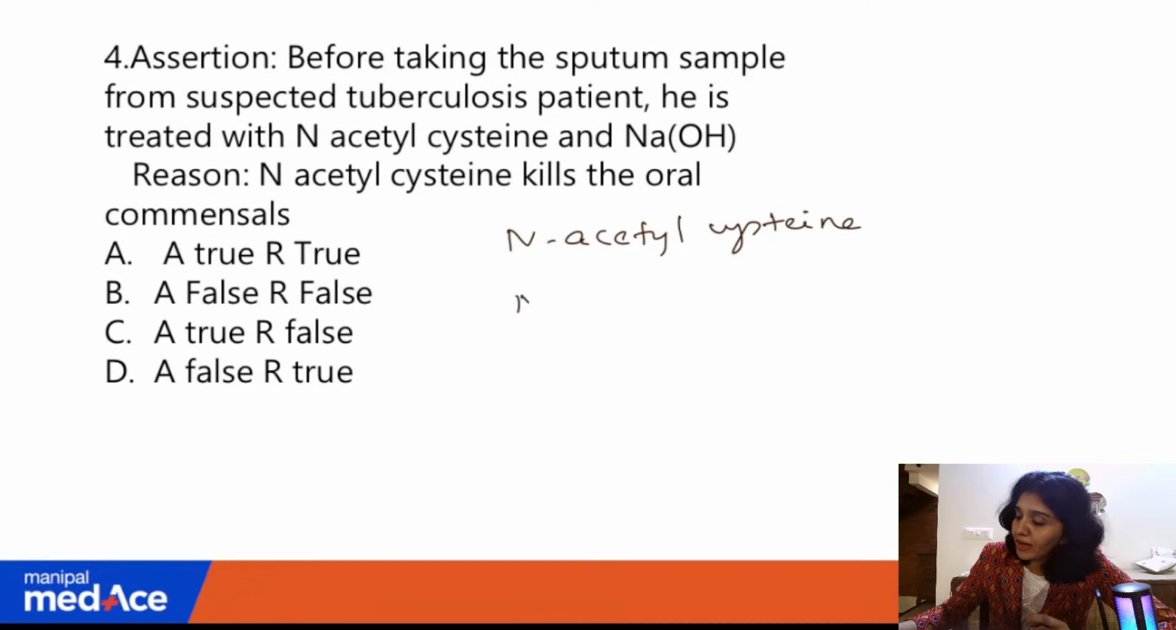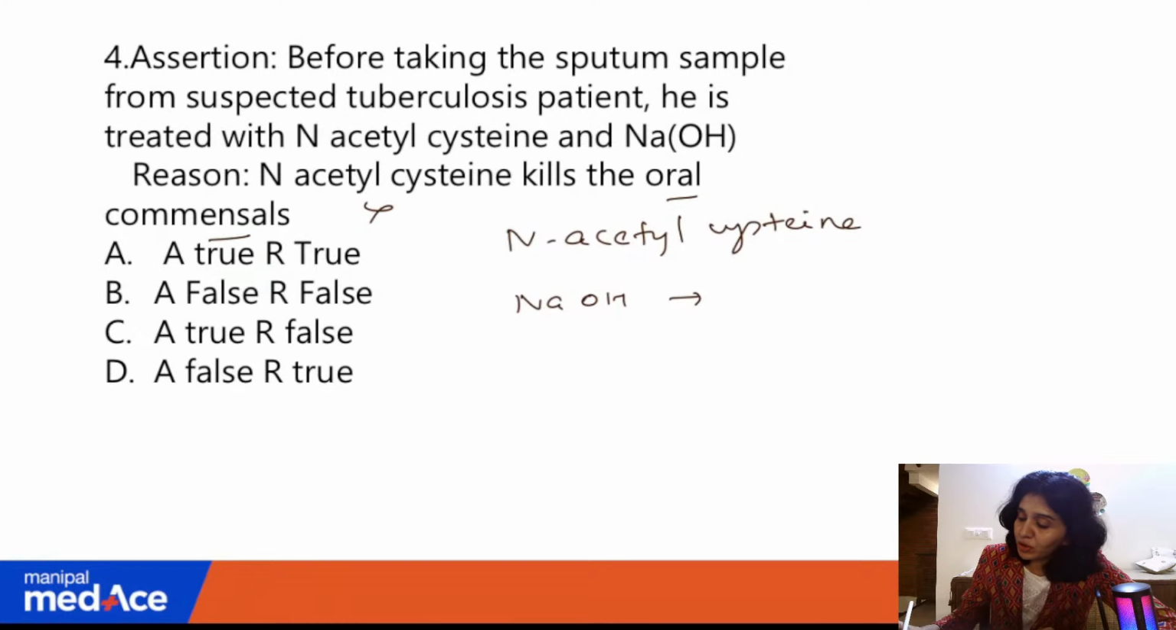If you take sodium hydroxide, this kills the other organisms, other oral commensals, but this does not do anything to Mycobacterium tuberculosis, because Mycobacterium tuberculosis organism is resistant to sodium hydroxide. So the reason is wrong, right? Reasoning is wrong because it's not N-acetylcysteine, it is sodium hydroxide which kills the other oral commensals.